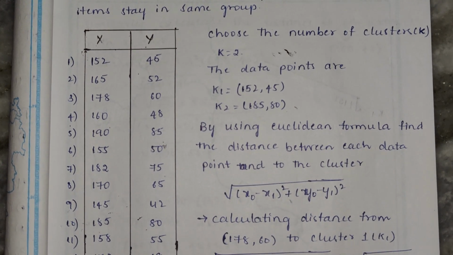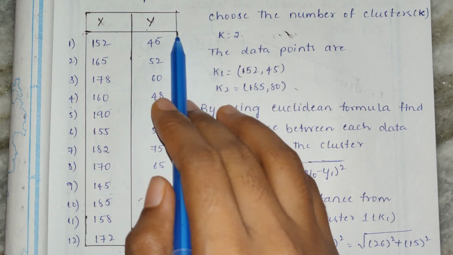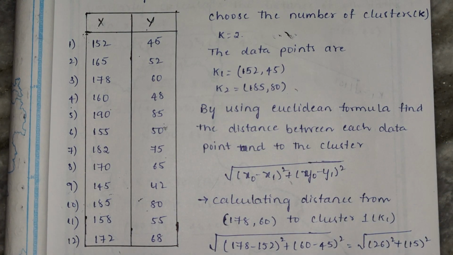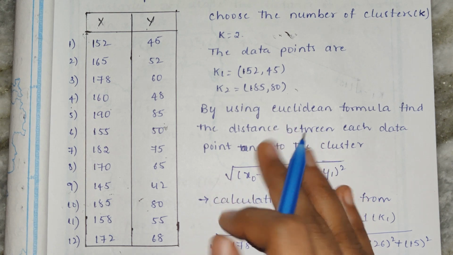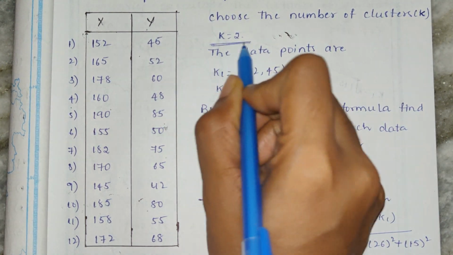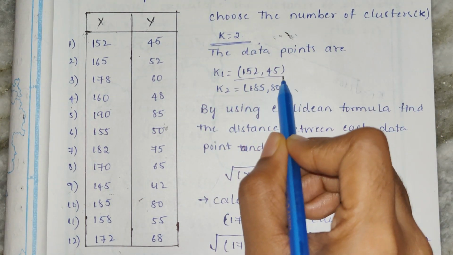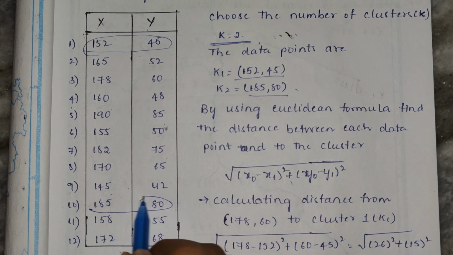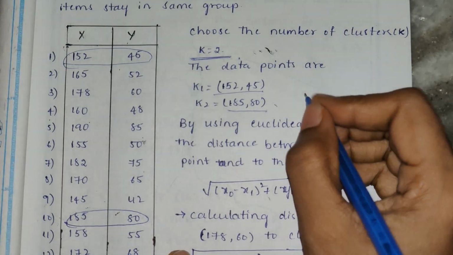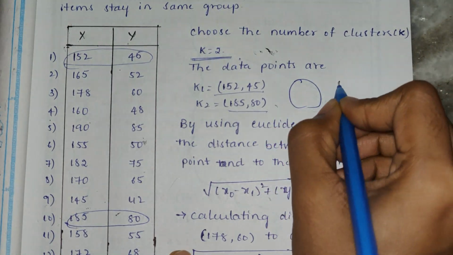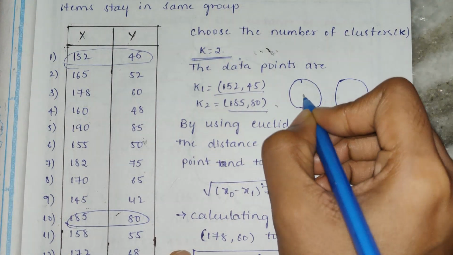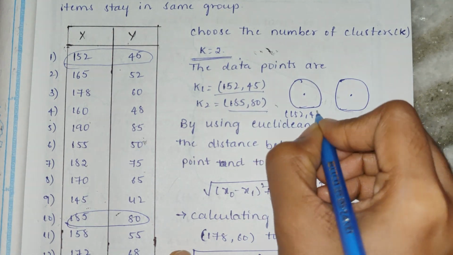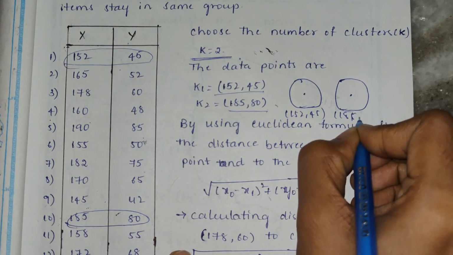Okay, this is the table. Here we have x and y values. We have taken 12 data points here. First we choose the number of clusters, right? In this example, we have taken two clusters. Those are 152, 45 and 185, 80. This and this. Okay. And here we have taken two clusters, marked with these circles. And this is 152, 45 and this is 185, 80.